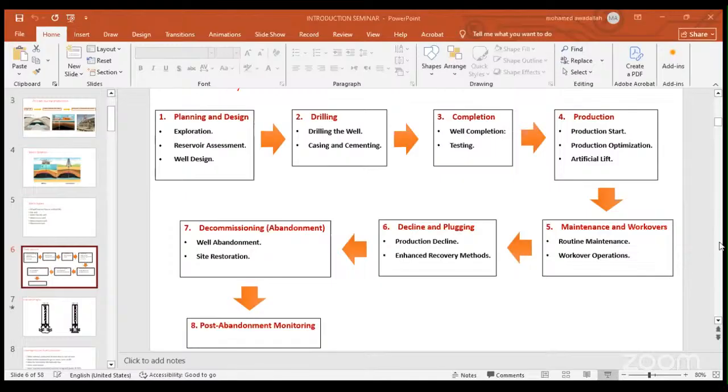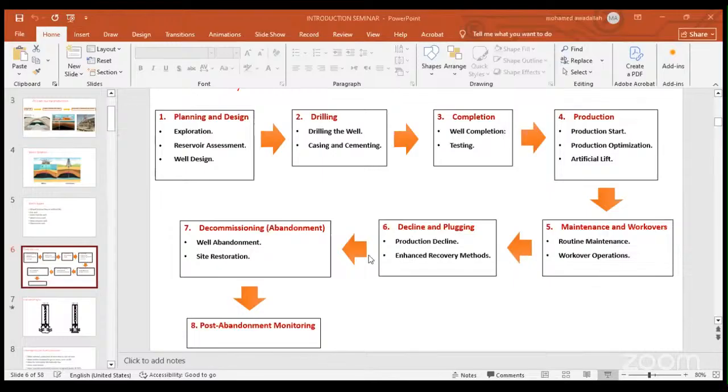Then the following stage is maintenance and workover, because as we all know, during the life cycle of the well, any well may need some routine maintenance work or some workover operation. For example, if it is completed with an artificial lift type like ESP or sucker rod, it may fail after a few months or a few years and need a replacement. So I have to work over the well to restore production.